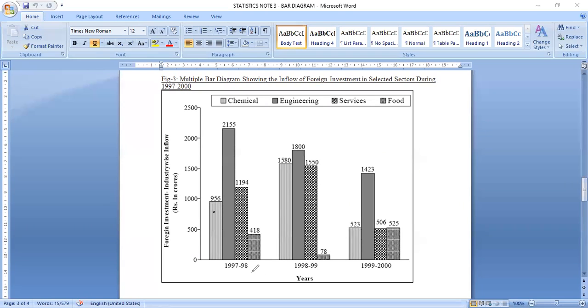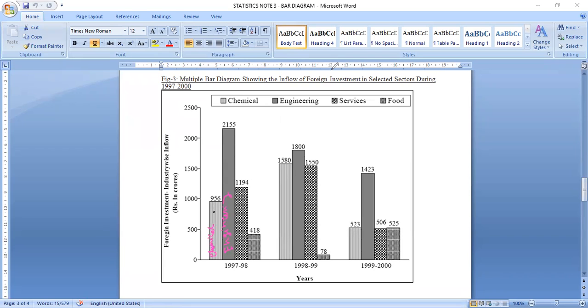Like say this is the chemical, so you write the chemical. Yes, inside the bar we can write. Inside the bar you can write like this. Right. Inside this bar you can write, say, engineering. Clear? Write this and so on. Okay. One more thing.